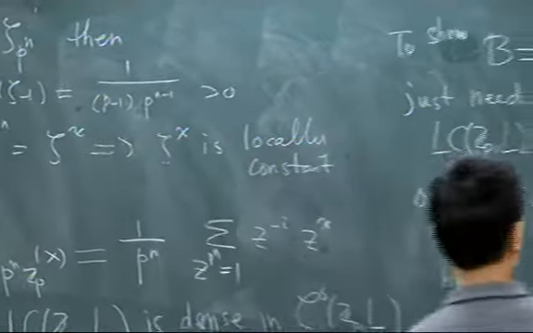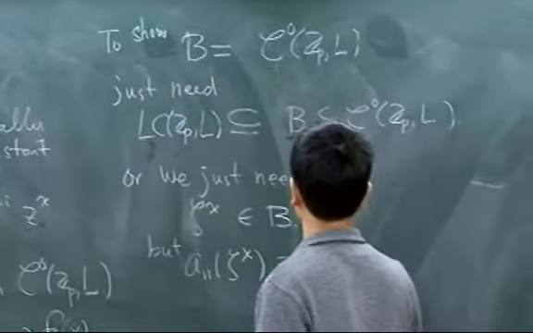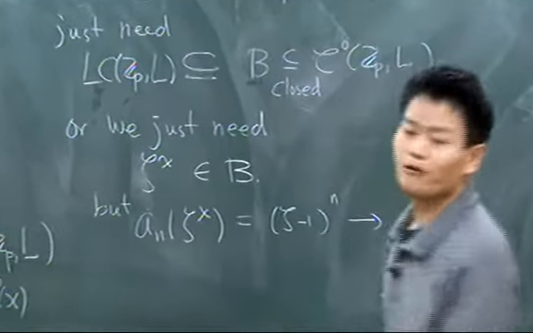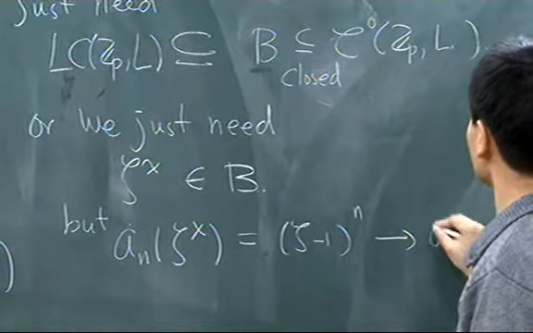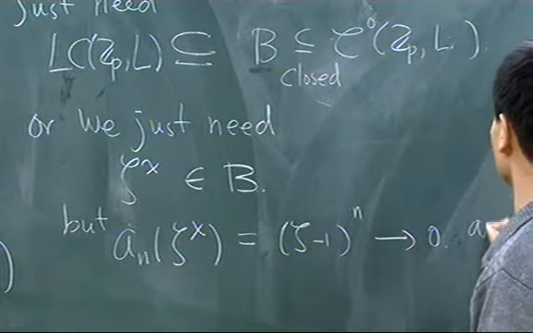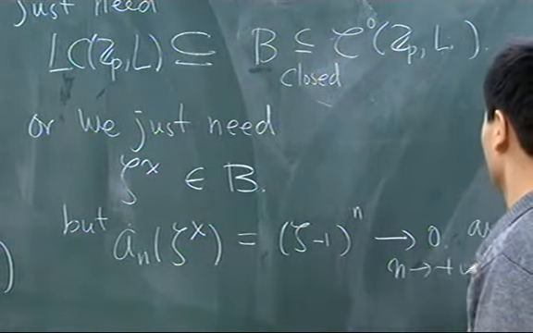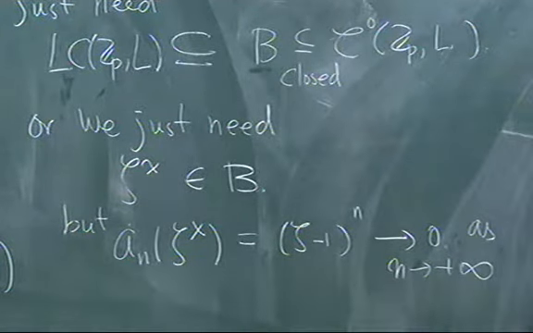So it's just this, so this always goes to 0 as n goes to infinity. So thus you can prove this B is nothing but C_0(Z_p, L). So that's what's left.